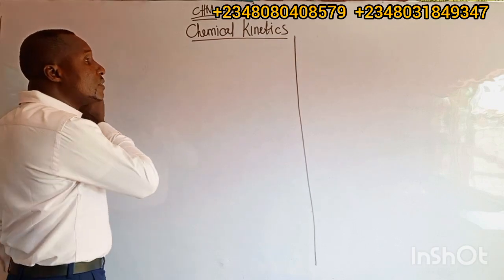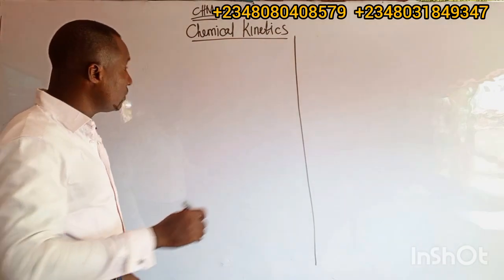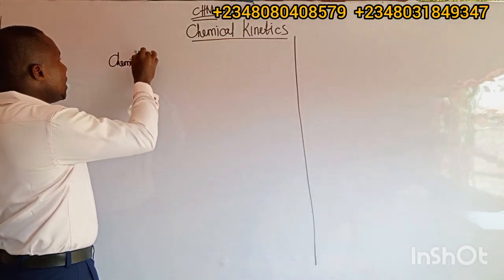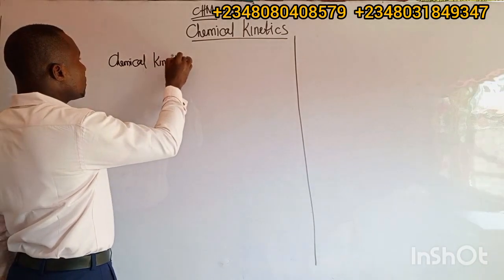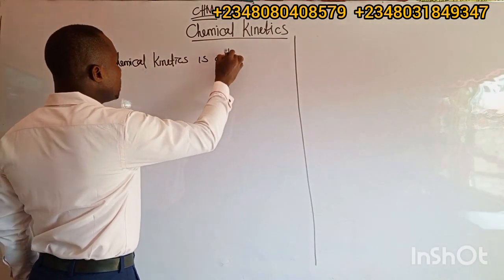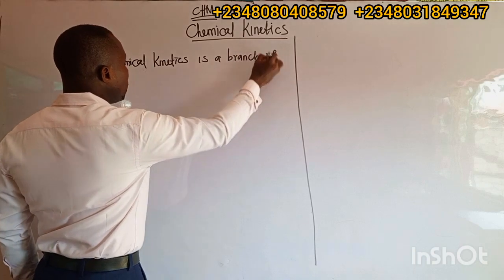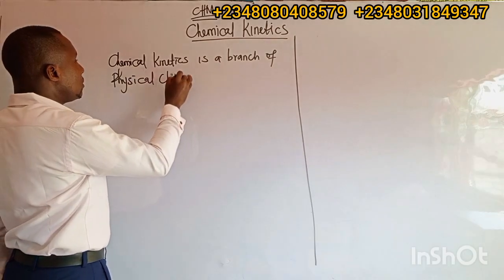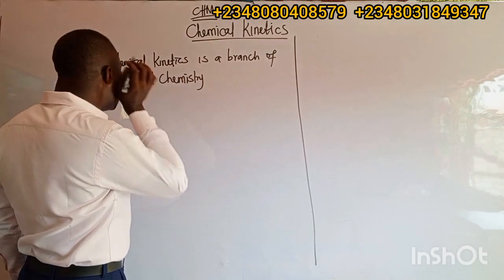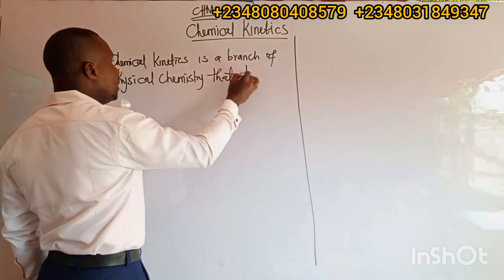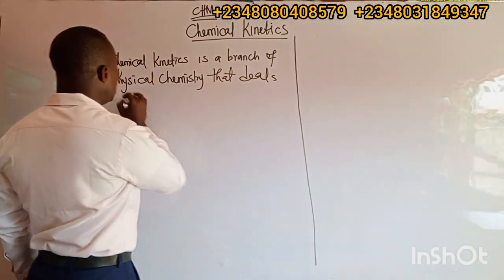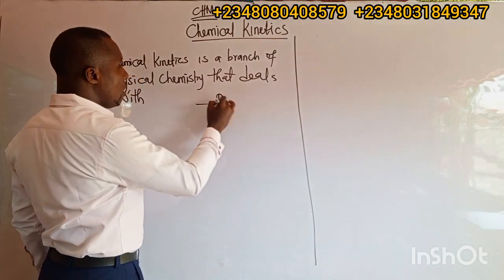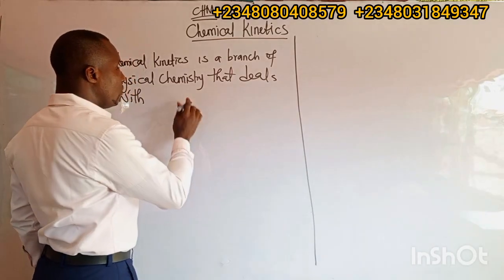Chemical kinetics is a branch of physical chemistry that deals with, one, rate of reactions.